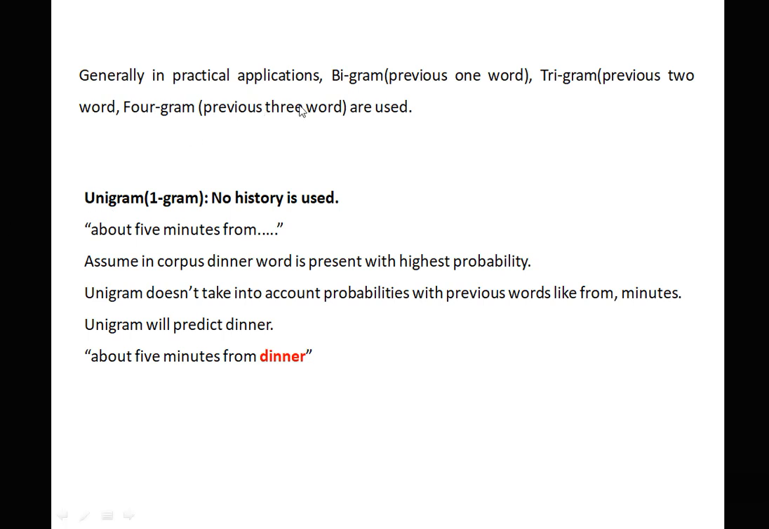Unigram, that is 1-gram, no history is used. For example, our sentence is "about 5 minutes from" followed by dashes, which indicate you want to predict the word after "from". Now assume that in the corpus the word dinner is present with the highest probability. Unigram doesn't take into account the probability with previous words like from, minutes, that is a previous word combination. It will directly predict the word having the highest probability. Therefore, unigram will predict the word dinner. So for "about 5 minutes from", it will predict the next word is dinner. This is the unigram model, meaning no history of previous words is taken into consideration.